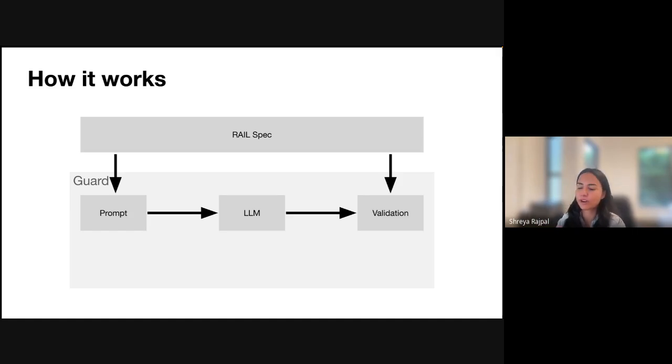Carrying on with our simple example of generating a tweet: is this output text actually less than 280 characters? There's another thing we do, where we try visiting the URL that is generated and make sure that it is a live URL that can be reached. So all of the validation is done using the Rails spec to see what is met and what is not met.